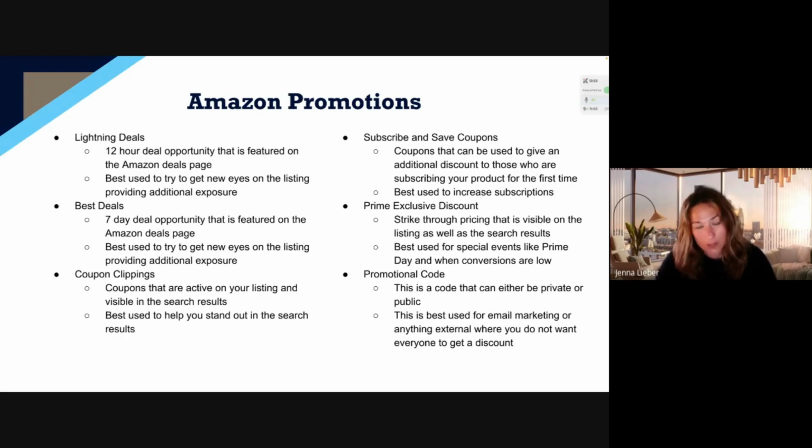Now, subscribe and save coupons. These are very new, probably less than a month old on Amazon. And these are really great to push subscriptions, right? That's their goal. So how it works is you are able to set up a subscribe and save coupon on top of the subscribe and save discount already. So let's say your subscribe and save is already set to give 10% off. You're able to give an additional 5% off for a one-time for their first subscription.